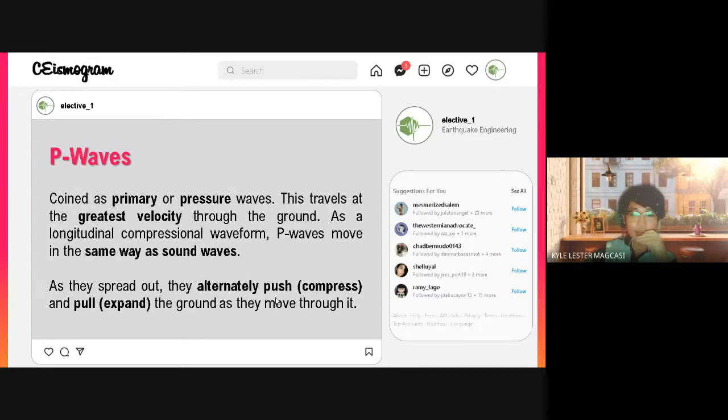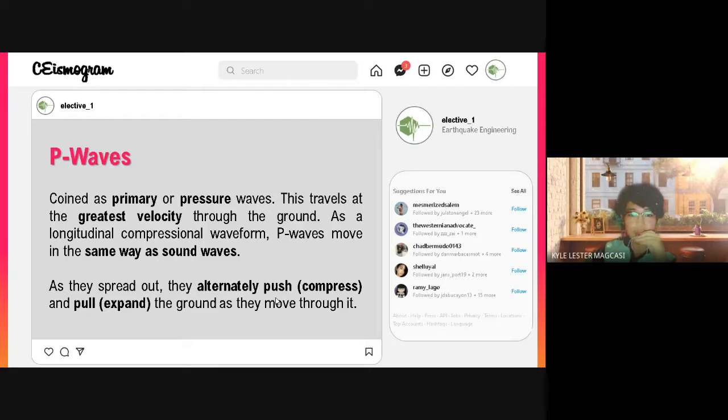Ang isa nga sa mga ito ay ang P-wave. Ang P-wave o mas kilala sa tawag na primary wave at pressure wave. Ito ay isang klase ng seismic wave na nagtatravel at the greatest velocity through the ground as a longitudinal compressional waveform. Ang P-wave ay nagtatravel tulad ng sound wave na nag-i-spread or nagpo-push or pull habang ang lupa ay gumagalaw dito.